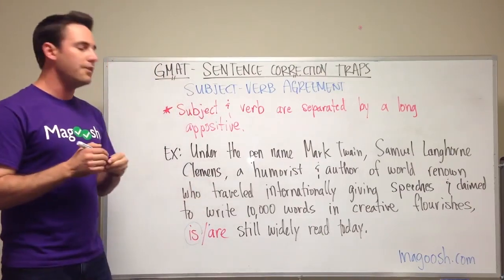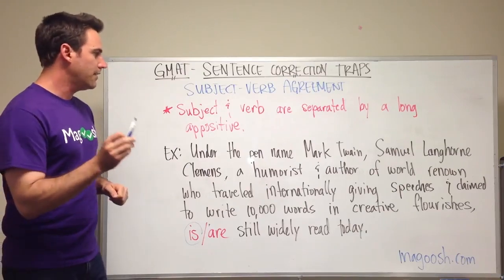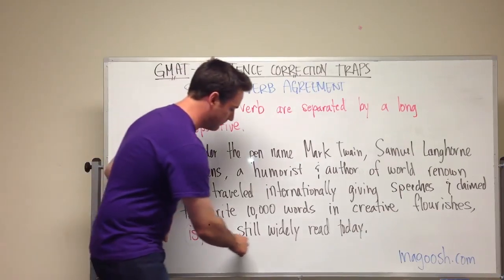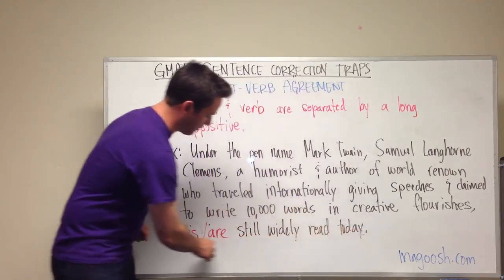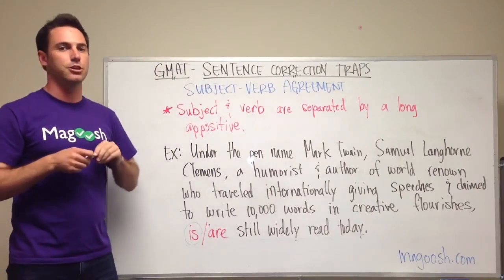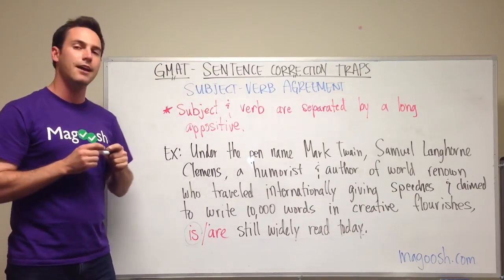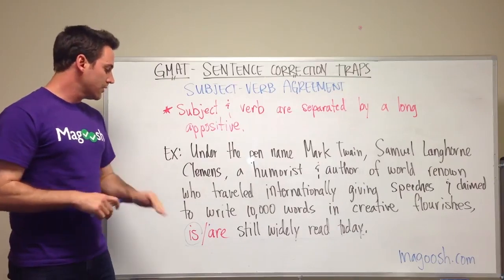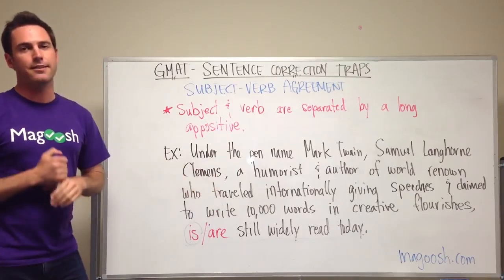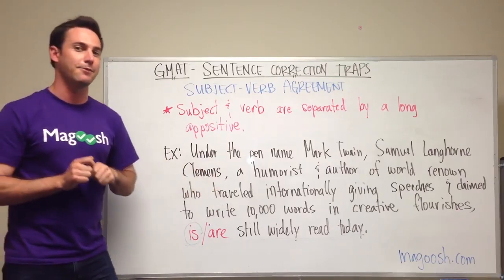And so on the test, you may find that they underline just this. They'll underline this portion of the sentence, and that's what you're going to be looking at and trying to decide what answer choice to choose. So remember, just ignore everything that's in between the subject and the verb.